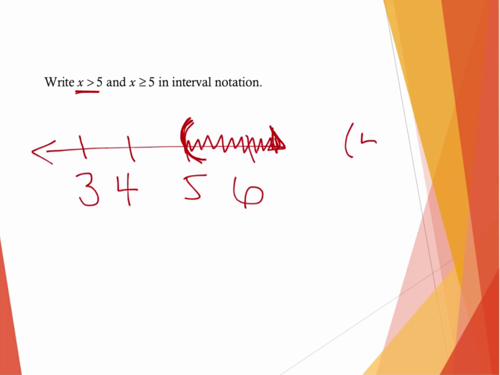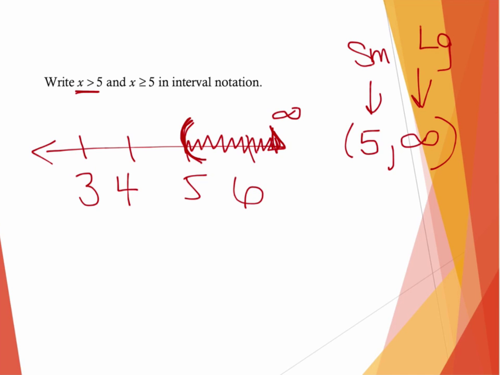So if I wanted to write this set of numbers in interval notation as a set, I would go with my smallest number, comma, then my largest number. Since my set goes all the way to positive infinity, that's what my largest number is. Since infinity isn't an exact number that we can reach on our number line, we always use a rounded bracket. The same is true for negative infinity. X greater than 5 is the set 5 to infinity.